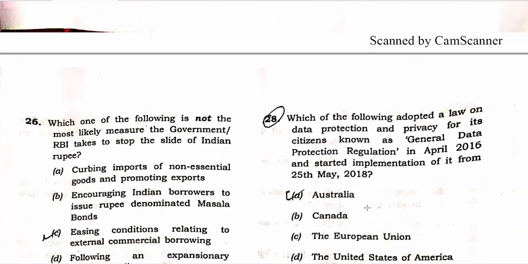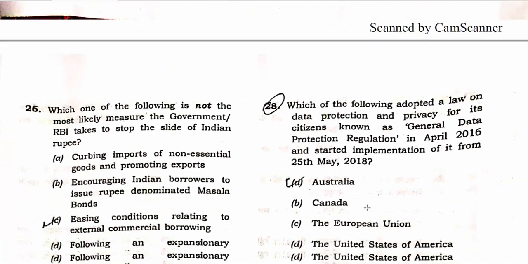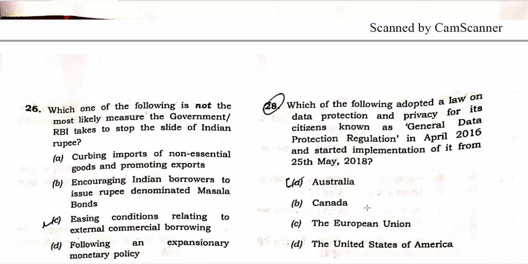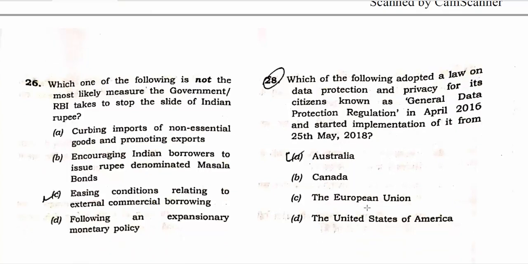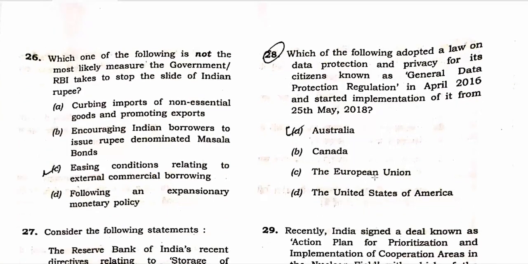Then, which of the following is not likely to be a measure the government or RBI takes to stop the slide of the Indian rupee? So here, which is the one that is not actually a step the government might take? Curbing imports of non-essential goods and promoting exports, this was there in your current affairs. The government started curbing imports which are not of an essential nature, and their focus was to promote exports. Even if you did not know, logically this would have helped you out.